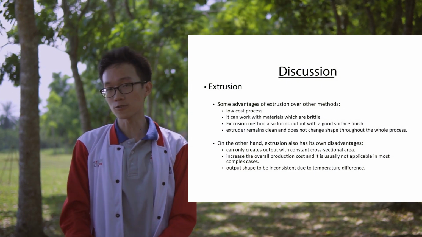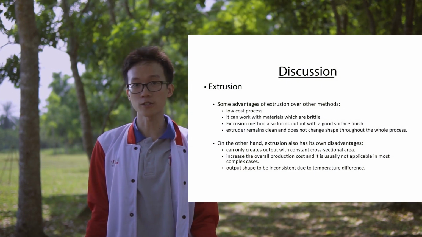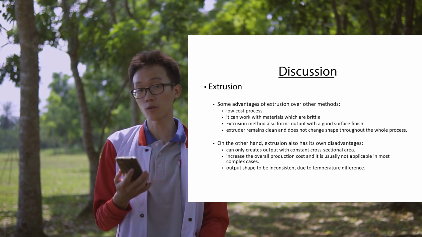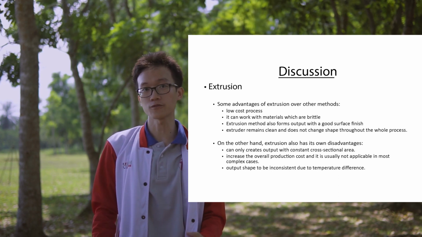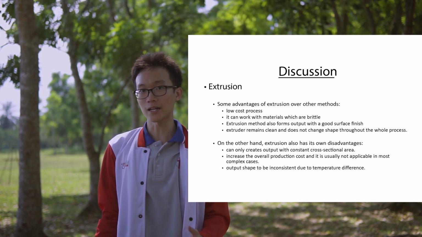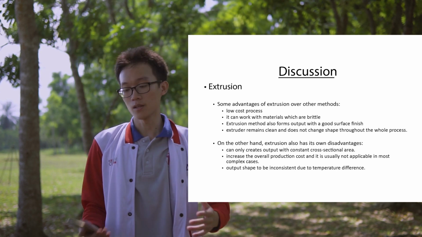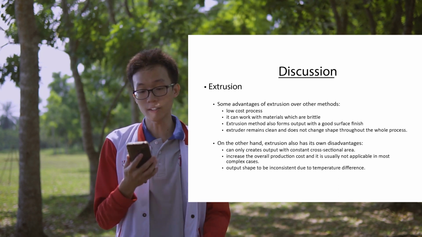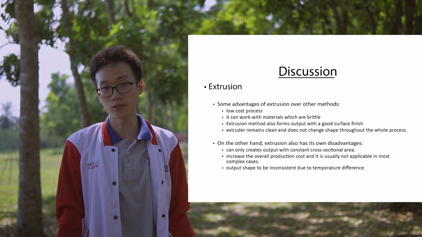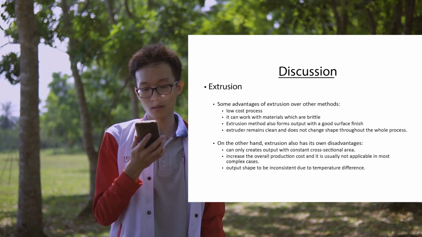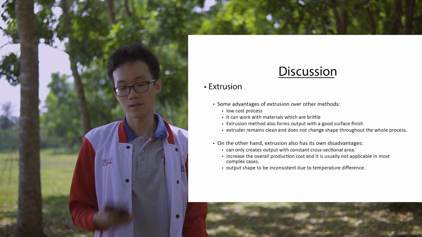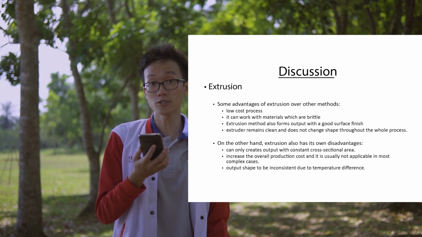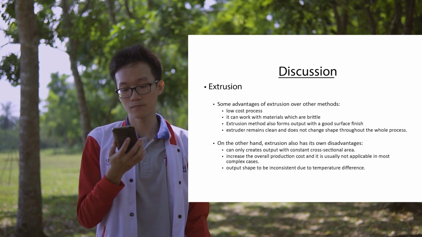The first thing is extrusion. One of the big reasons we choose extrusion over others is it can work with objects which are brittle. One example is glass, which clearly falls under the group of ceramics. The other advantage is it can create a good surface finish. The product will remain clean and not change shape throughout the process.